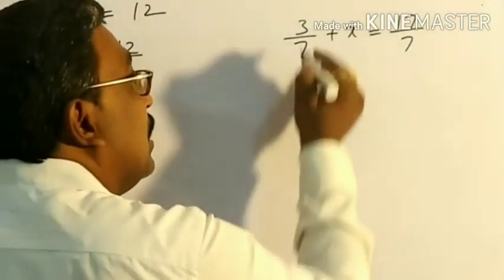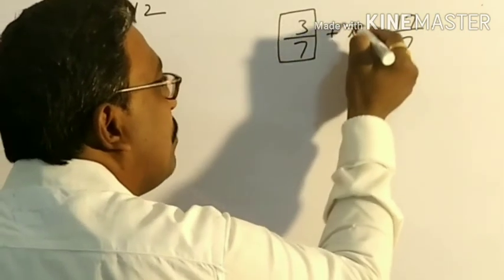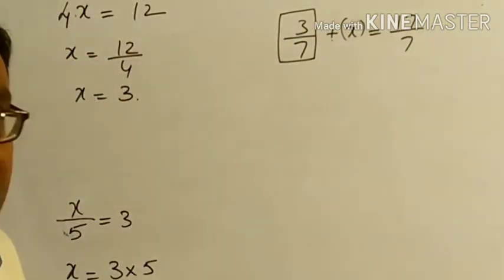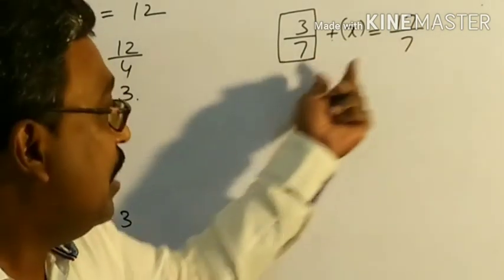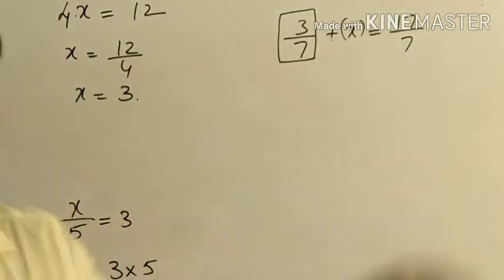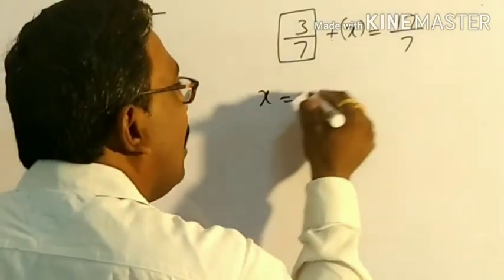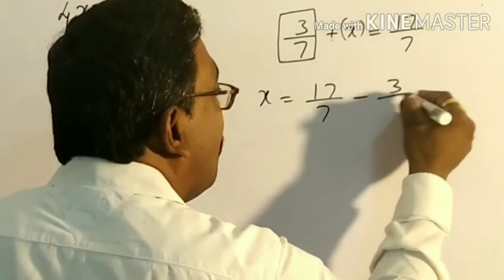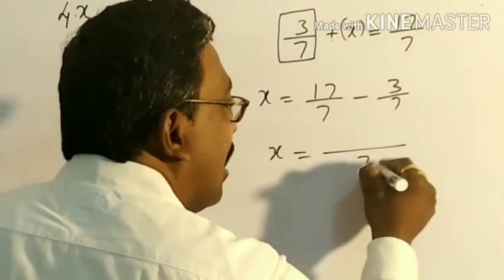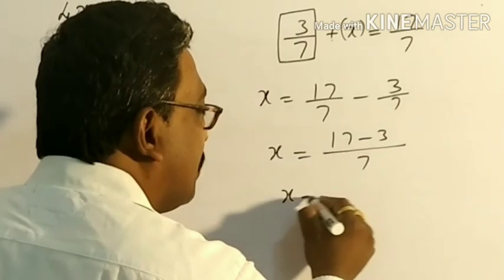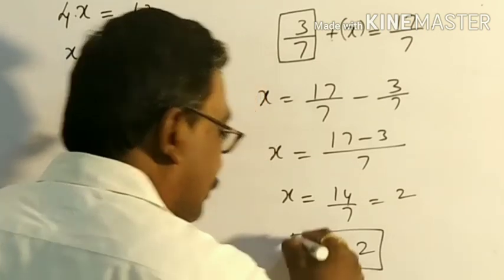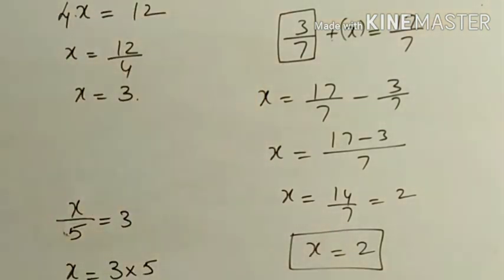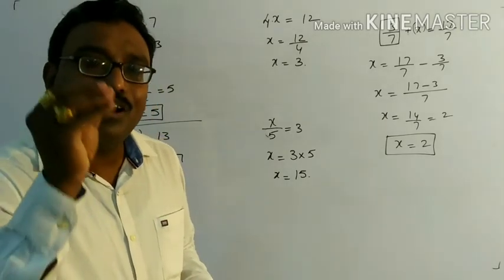Now here, plus 3 by 7. It's a binomial. x value, and 3 by 7 value. I want the x value. I don't want this. Send it to the other hand side. It is positive, so I send it to the other hand side as negative. So the x value is 17 by 7 minus 3 by 7. Denominators are same, so directly I can subtract: 14 by 7, 2. So the x value is 2. Solved. So I got the value of x. What is the value of x?